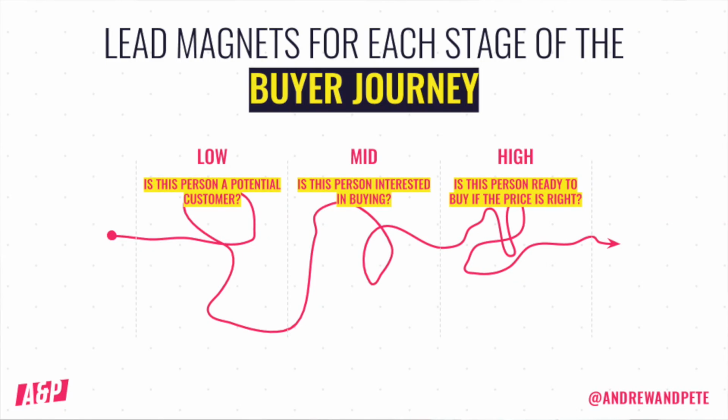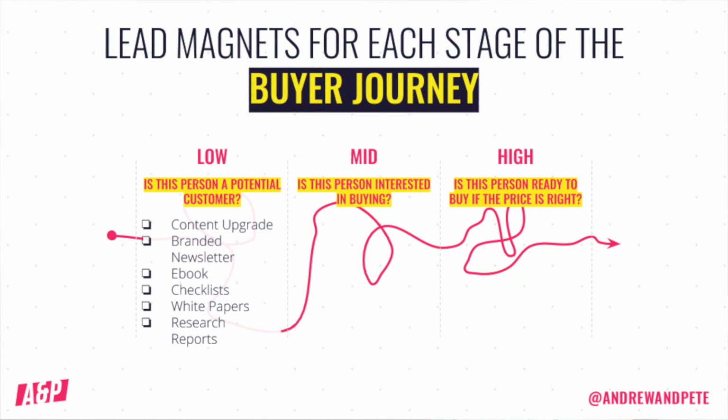And if you think about it, all of your potential customers are at some point along this buyer journey. And all you need to do is create a lead magnet for each stage of that buyer journey to attract them at all levels. In other words, match the lead magnet to their intent. Let's look at each stage and give you some examples. Let's start with low buyer intent.